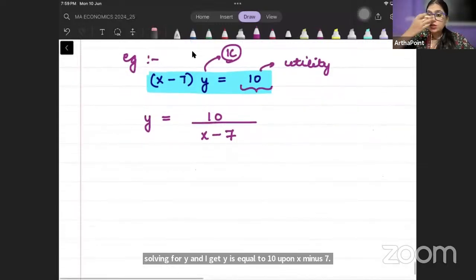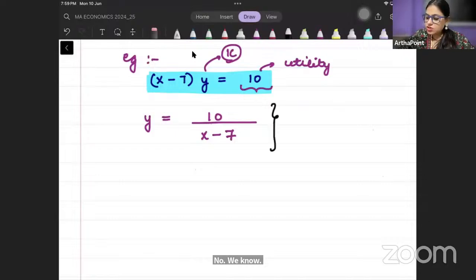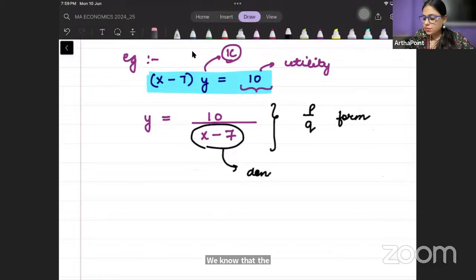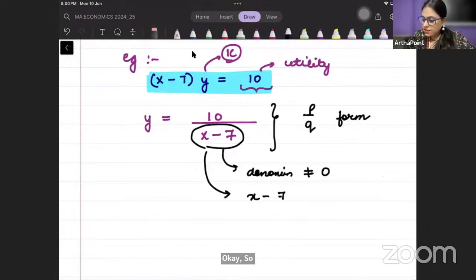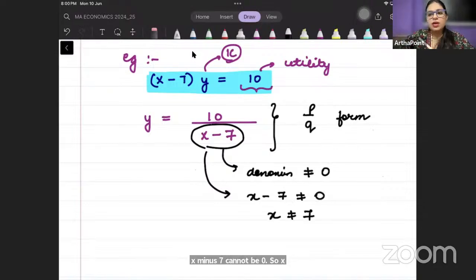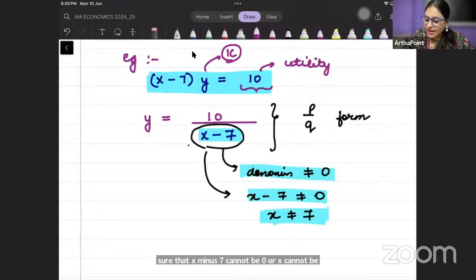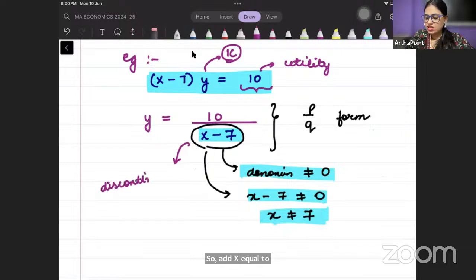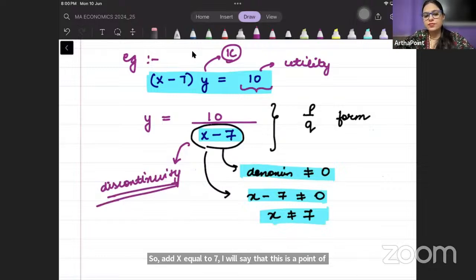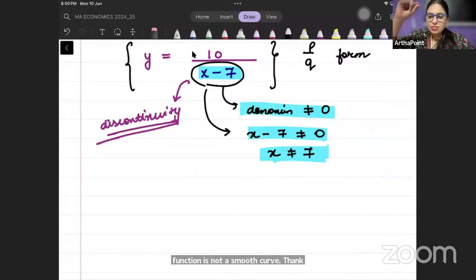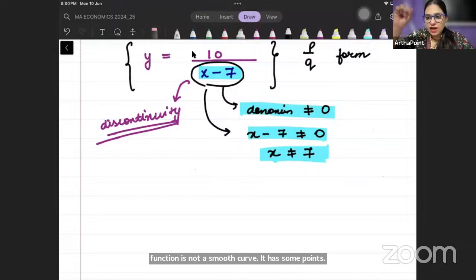Now, we know that mathematically, anything which is in p by q form, any rational number, the denominator cannot be 0. So this is defined throughout, but x minus 7 cannot be 0. So x cannot be 7. I can plot it everywhere, but I need to make sure that x minus 7 cannot be 0, or x cannot be 7. So at x equal to 7, this is a point of discontinuity in my utility function or indifference curve. Discontinuity simply means that your function is not a smooth curve. It has some points which are away from your ICs.